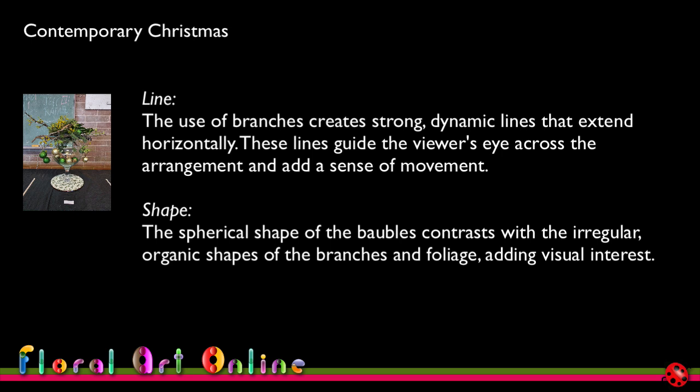And, for shape, the spherical shape of the baubles contrasts with the irregular organic shapes of the branches and foliage, adding visual interest. So that's good that the shape of the baubles is reflected somewhat in the shape of the glass as well, and so we get that repetition without it being too obvious. And then both of those elements are the non-plant material elements, and so all of the plant material contrasts with that because it's all very organic shapes. So between the branches and the kangaroo paw and the foliage and the pine cones, Banksia cones I should say.